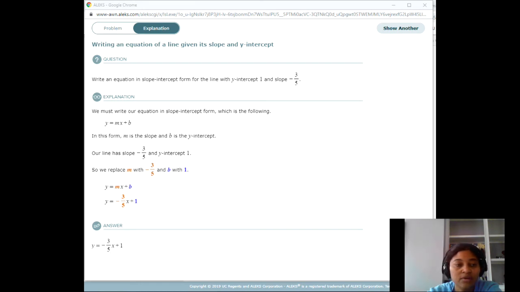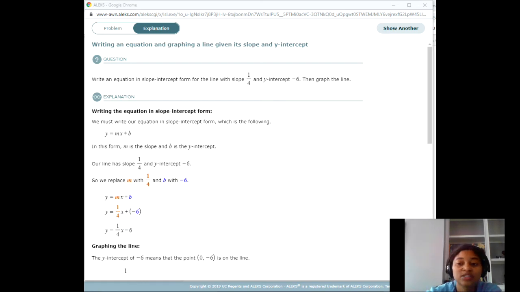Problem. This problem is very similar to the last problem, writing an equation and graphing a line given its slope and y-intercept. Write an equation in slope-intercept form for the line with slope of 1/4 and y-intercept -6. And then you have to graph the line.